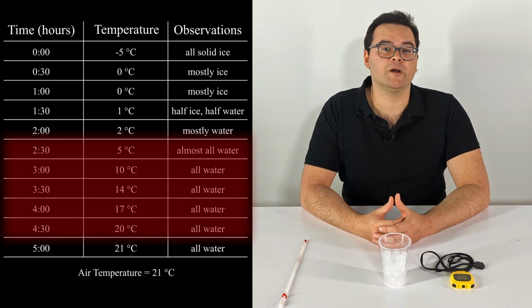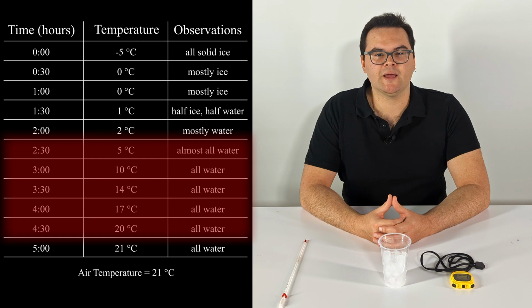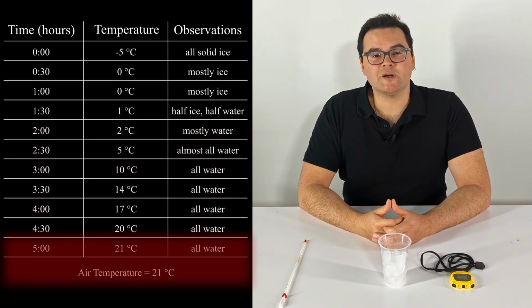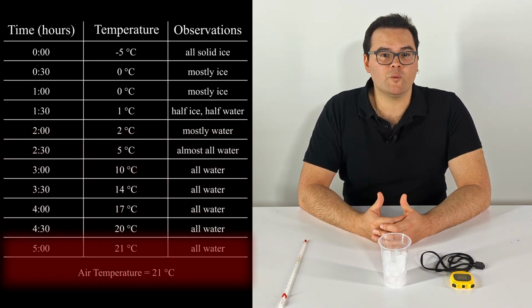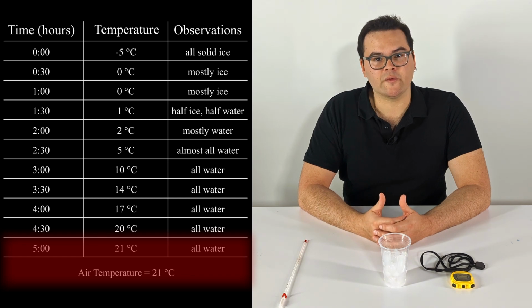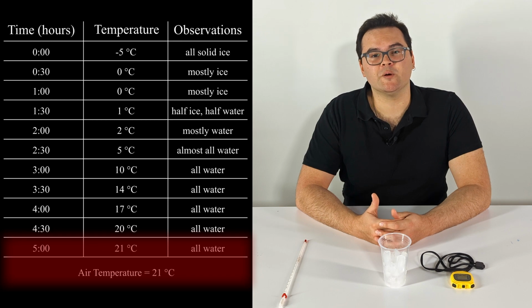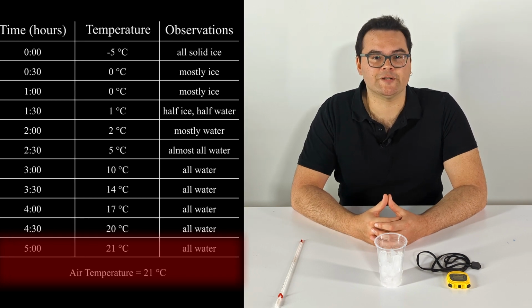Only once all the water molecules are free from each other can the jiggling of the air molecules cause the water molecules to start jiggling more, and the water begins to warm up. Then, the water only stops warming up when the jiggling of the water molecules balances out with the jiggling of the air molecules. At this point, the water temperature will be exactly the same as the air temperature.